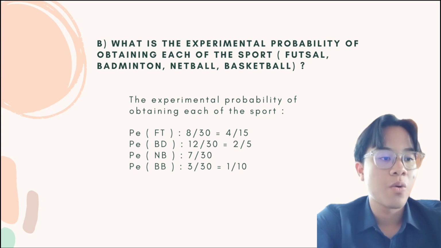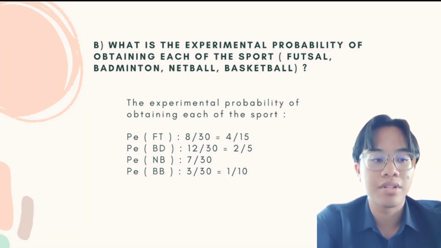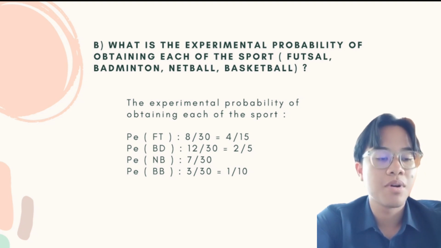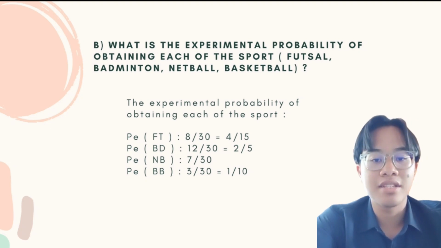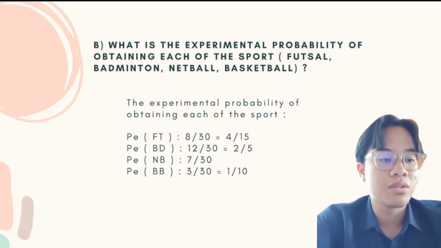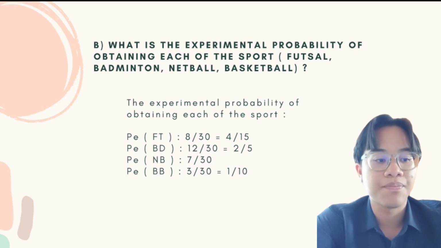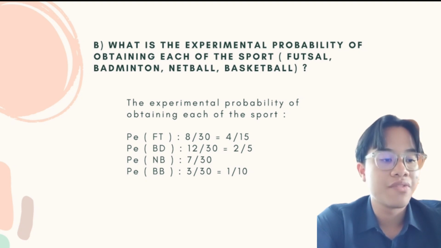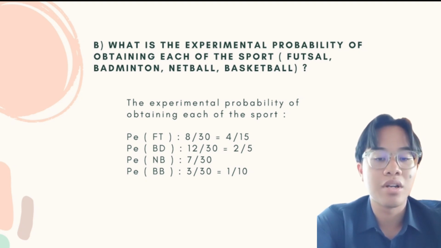Question B. What is the experimental probability of obtaining each of the sports? For futsal we get 8 divided by 30, which is 4/15. For badminton, 12 divided over 30, which is 2/5. For netball it is 7/30, and for basketball, we divide 3 by 30, which gives 1/10.